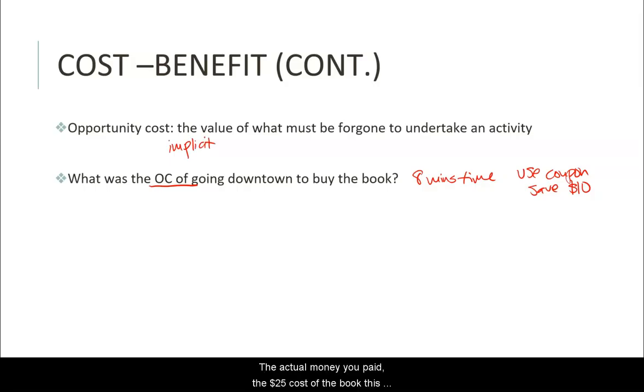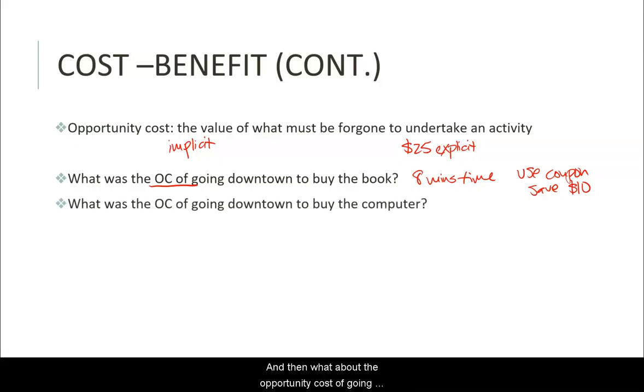The actual money you paid, so the $25 cost of the book, this would be an explicit cost. It's money you actually had to spend on something. Implicit is something you had to give up that isn't money. So you had to give up your time. Or if we're talking about lunch, if I eat lunch at Panda Express, my opportunity cost might be the Chipotle that I didn't eat. Okay, so it's just something else you gave up.